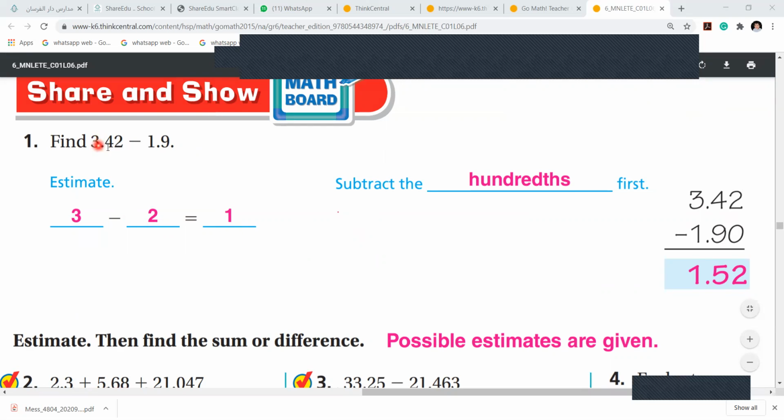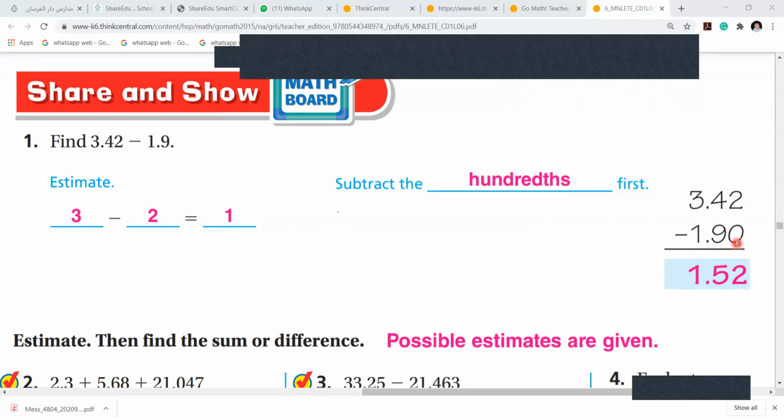Now subtract the hundredths first. 3.42 minus 1.90. Why did I put 0? Because after the point, 1.9 was there. It's okay if you put a 0, it's okay if you leave it like that, but when you put 0, it's better.